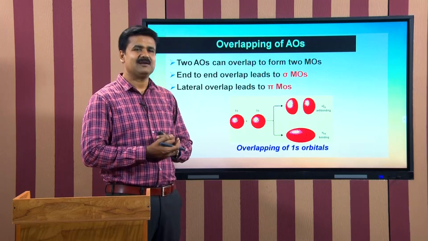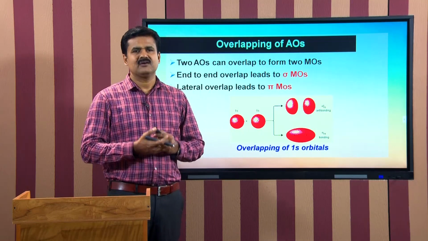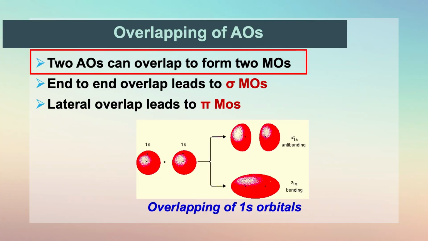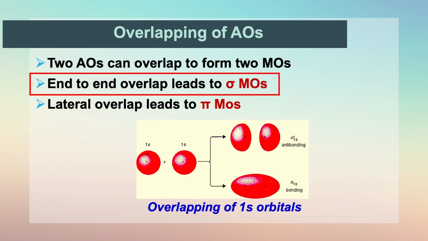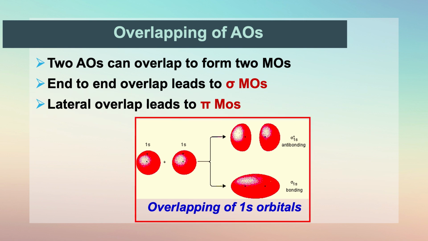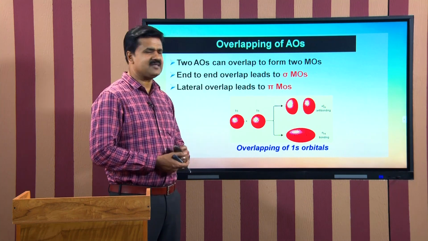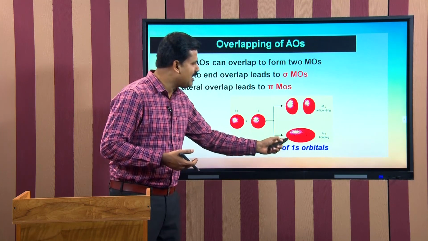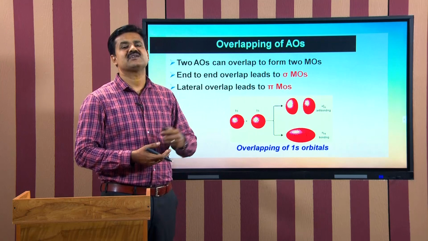Now we are representing the overlapping of two 1s atomic orbitals. Two atomic orbitals can overlap to form two molecular orbitals. End-to-end overlap leads to sigma molecular orbitals, whereas lateral or sidewise overlap leads to the formation of pi molecular orbitals. This is the pictorial illustration of overlapping of two 1s orbitals. This is the first 1s orbital, this one is the second 1s orbital. They will overlap together to produce sigma 1s with low energy and sigma star 1s with high energy.